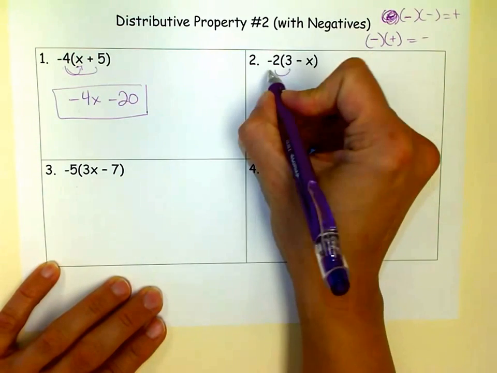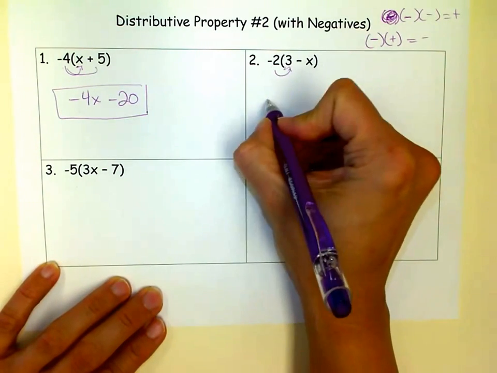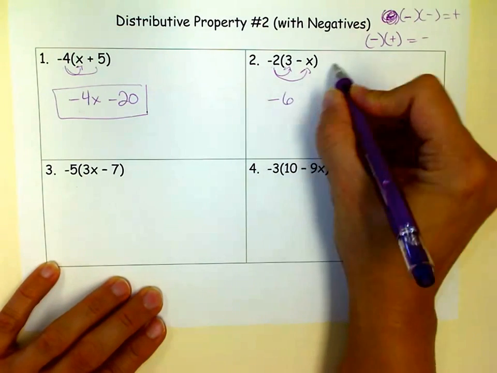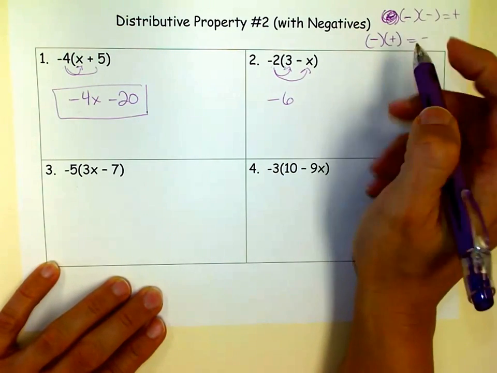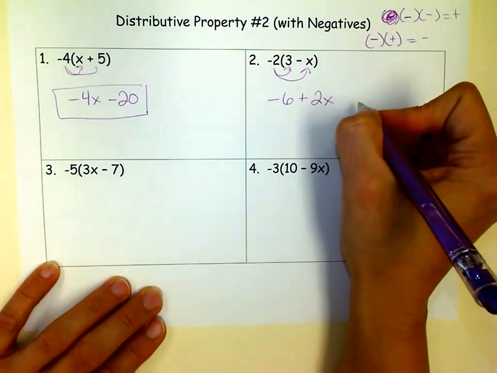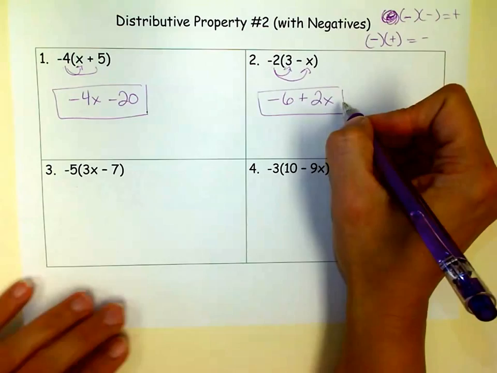Over here we have a negative 2 times 3, which gets us a negative 6. But then we have a negative 2 times a negative x, and remember, a negative times a negative is a positive, so it changes to a positive, so I have a positive 2x. And that's my answer there.